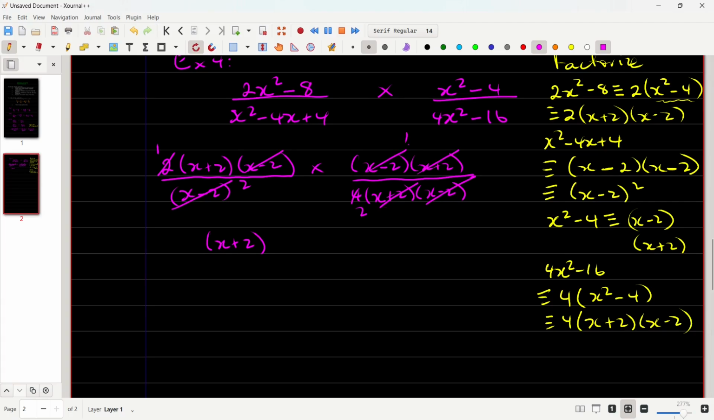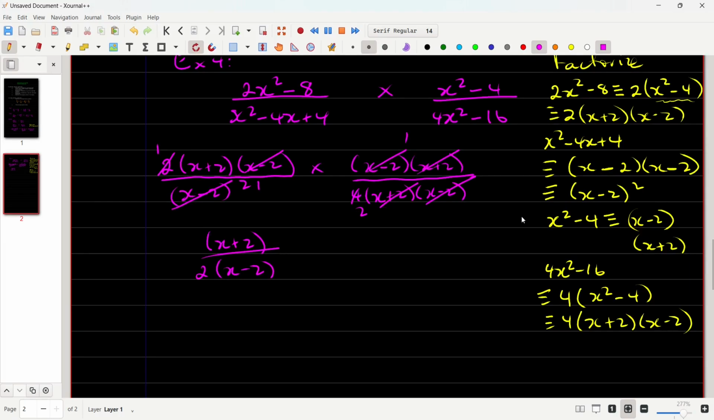And this on top is 1, so this is that by 1, which is just simply x plus 2. And then on the denominator, I have 2 into x minus 2, since I remain with 1 after cancelling off 1 with the top. And this will be my final answer. It's in its simplest form right now, so that's it.